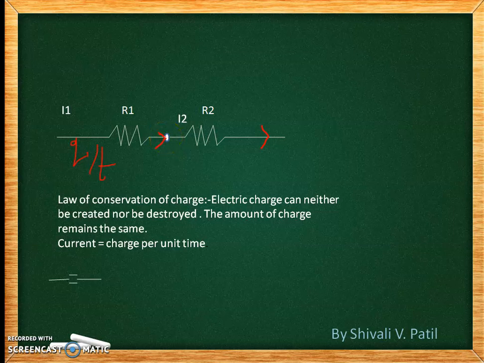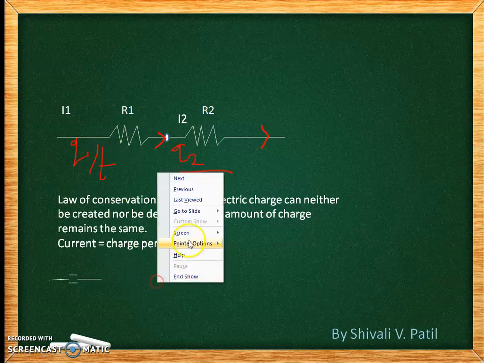For the law of conservation of charge, we consider that Q2 charge per unit time t is leaving from this junction. Q1 by t, Q1 charge per unit time t, is coming towards the junction, and Q2 charge per unit time t is going away from the junction. By the law of conservation of charge, the same amount of charge must leave the junction per unit time.